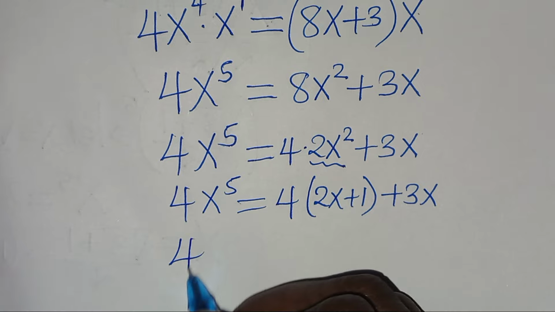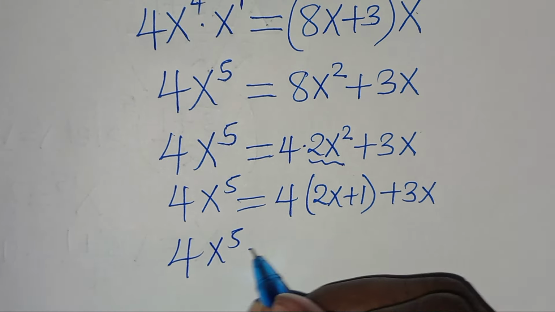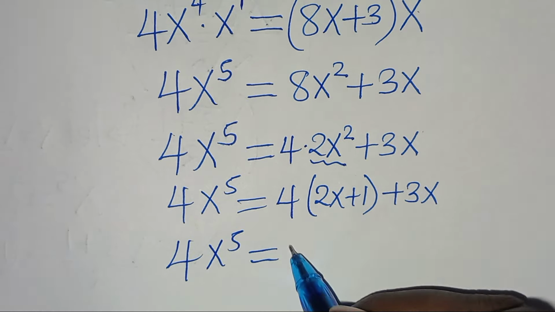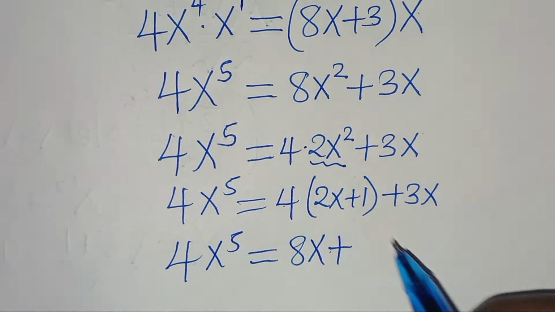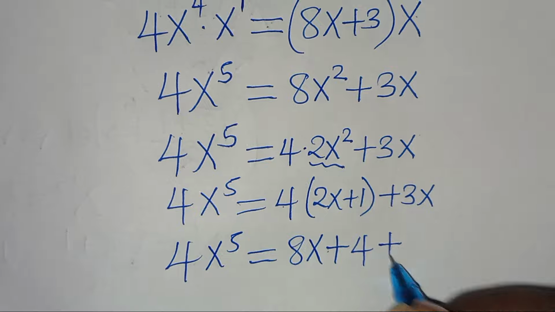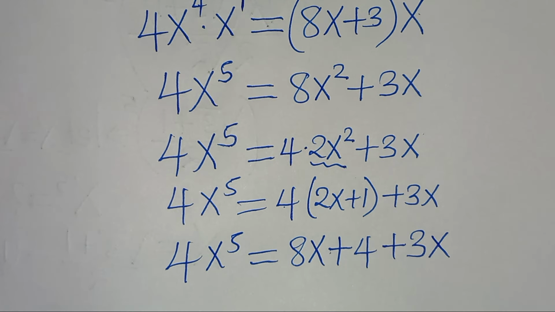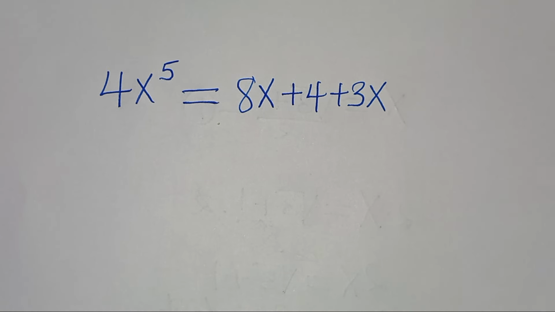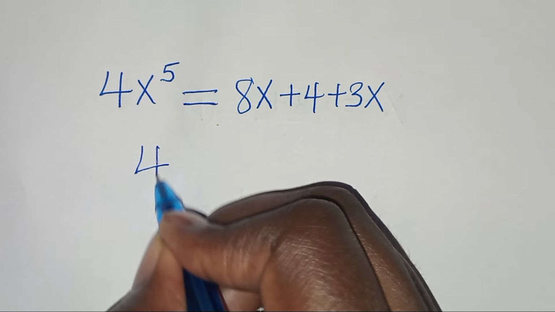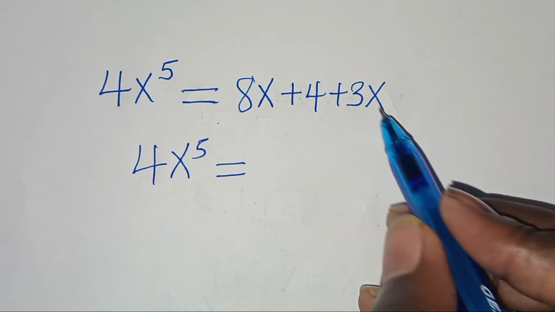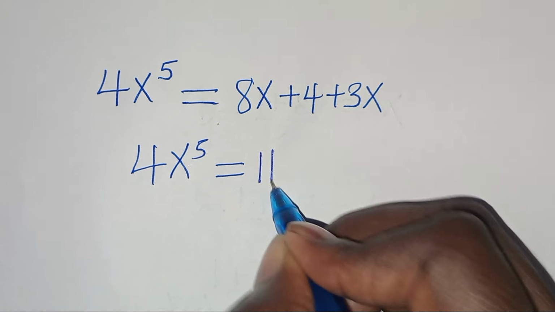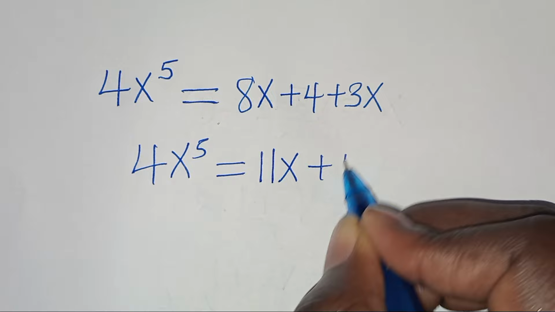So we have 4x to the power of 5. This is equal to 4 times 2x. This is 8x, then plus 4 times 1. This is 4, then plus 3x. Now here we have 4x to the power of 5. This is equal to 8x plus 3x. This is 11x, then plus 4.